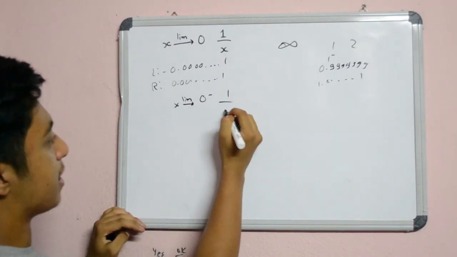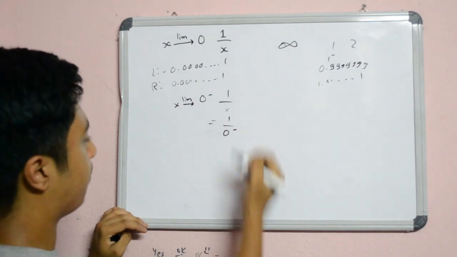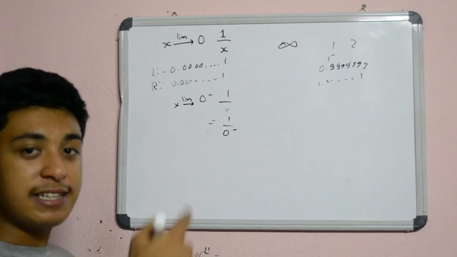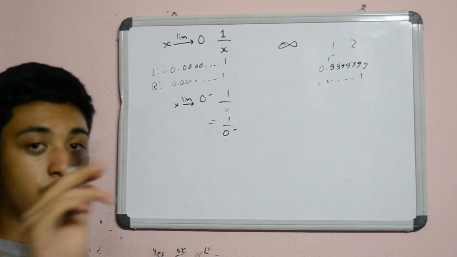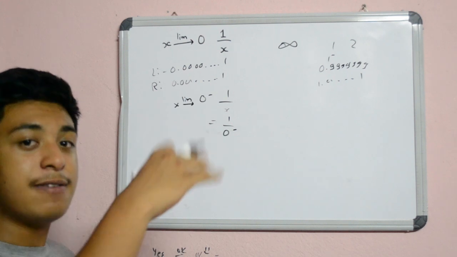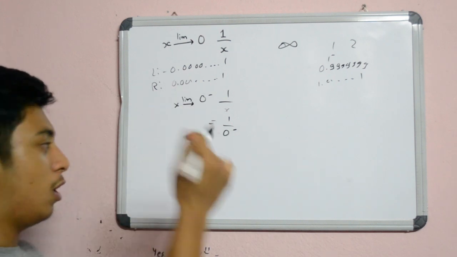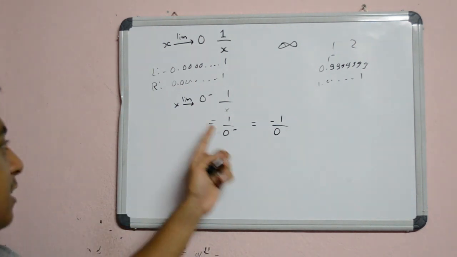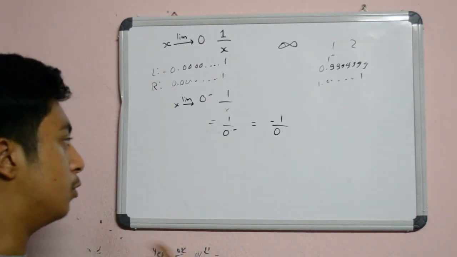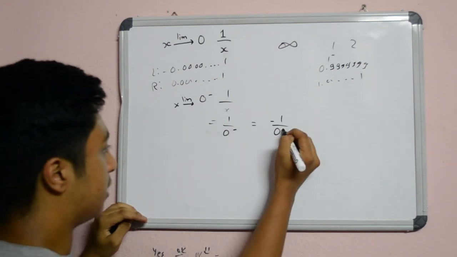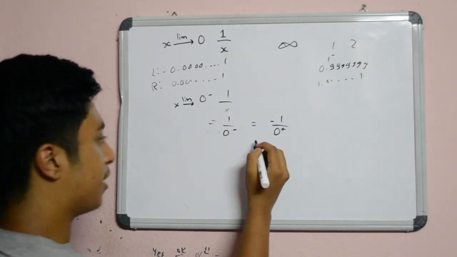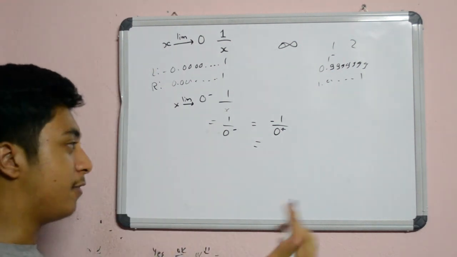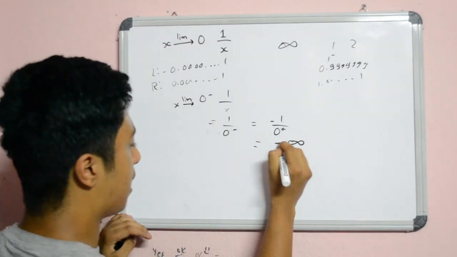You'll have 1 by x, which is 1 by 0 minus. And you also know that 1 by a negative number, or anything divided by a negative number, that minus sign will just go up. So this is just minus 1 by 0. Well, as you can see, 0 plus is just a negative version of 0 minus. So this will be 0 plus. And here, now you can use the limit that you know. 1 by 0 is infinity. So we have infinity and minus.